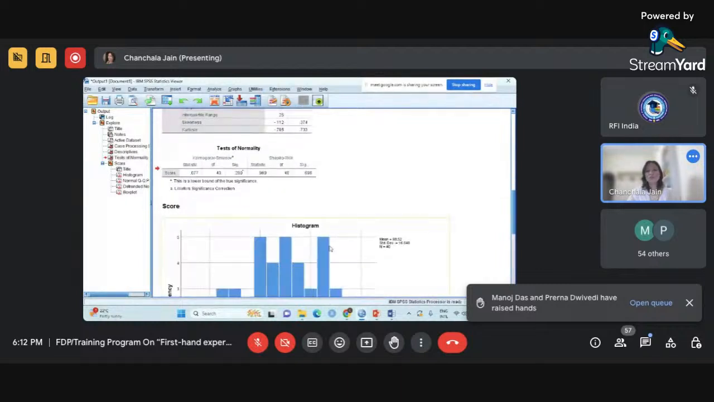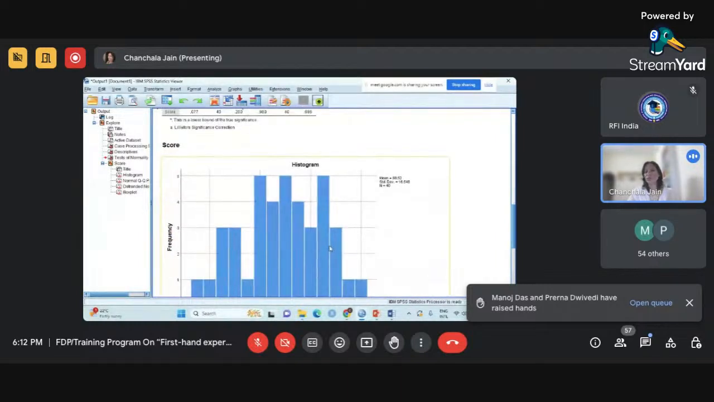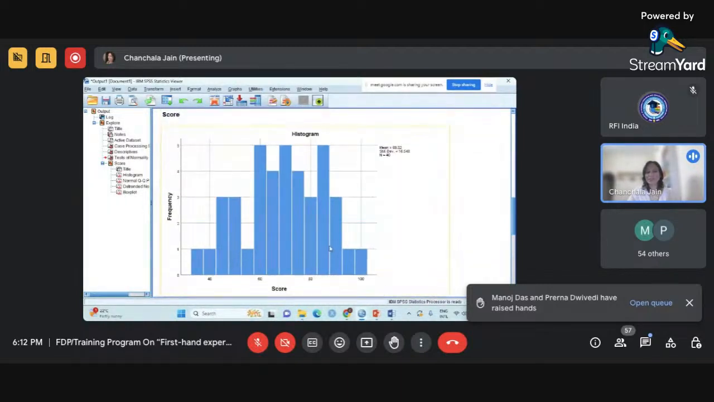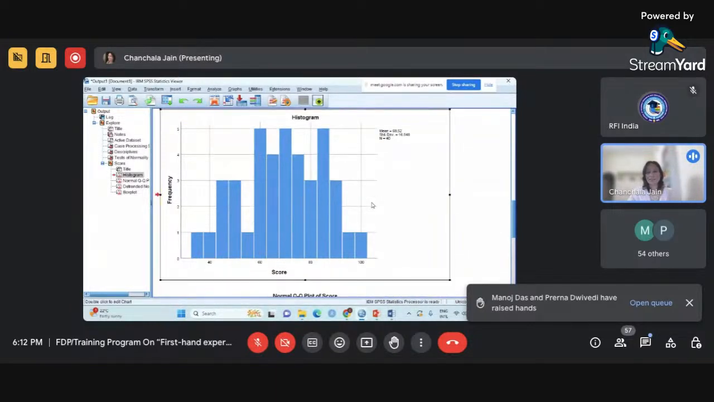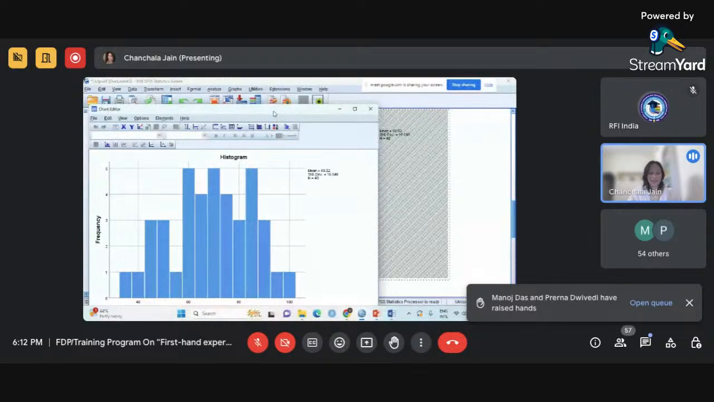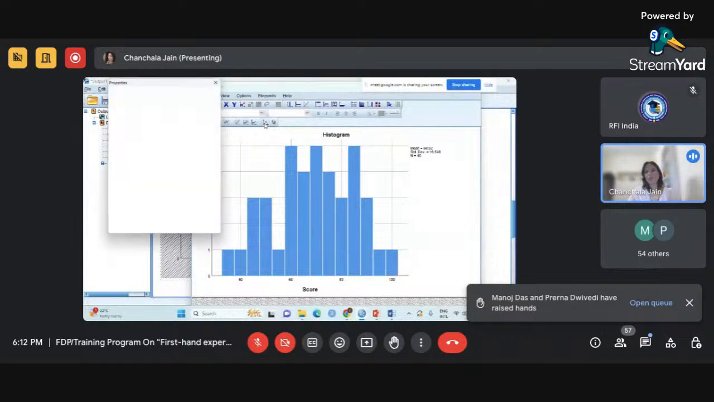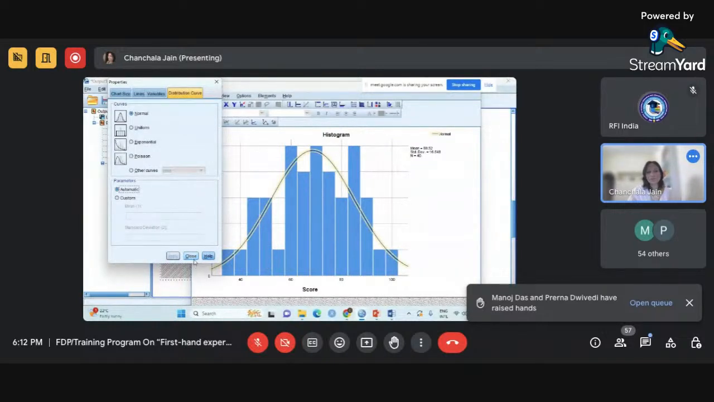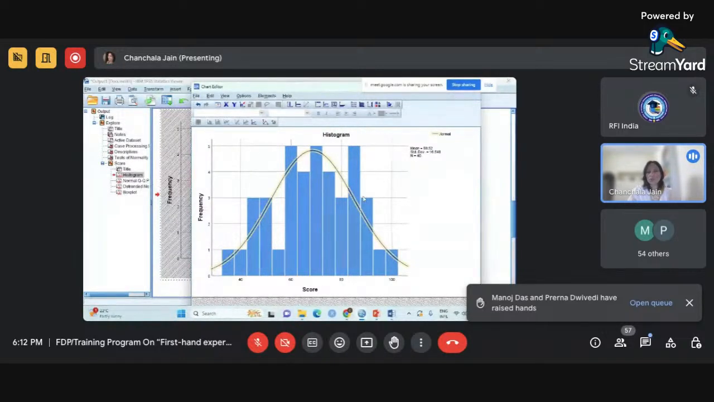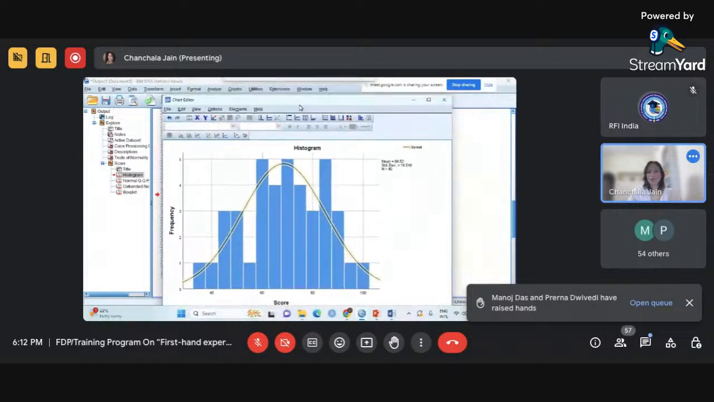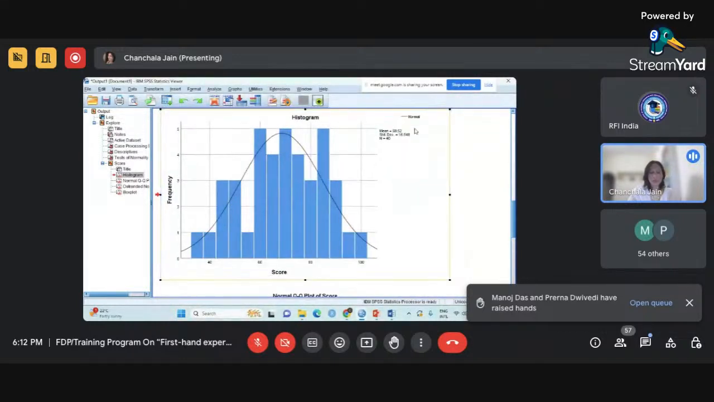Coming to the next, talking about the histogram. Although the histogram is not clearly stating something here, if you want to put a bell-shaped curve, you can double click on the area of your histogram. You can then come here and put a bell-shaped curve on this graph. You can close your chart editor and you will be able to see the bell-shaped curve on the histogram.